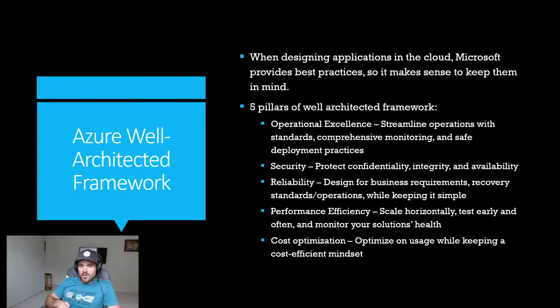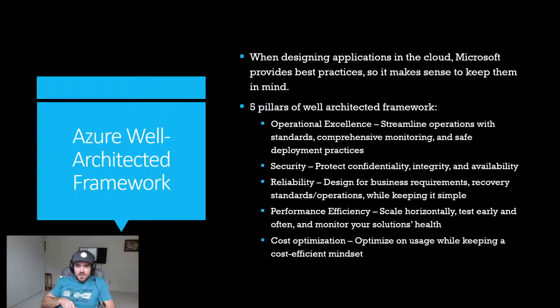Number one, operational excellence. All right, you are basically looking here to streamline your operations with various predefined standards, comprehensive monitoring, and safe deployment practices. Okay, so the big point here is try to automate everything to keep things up to defined standards and reduce human error. Security, pretty self-explanatory. Protect the confidentiality, integrity, and availability of your applications and your data, and everything in between, and your resources.